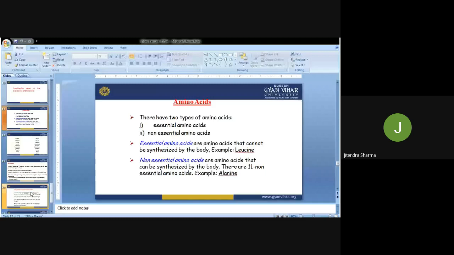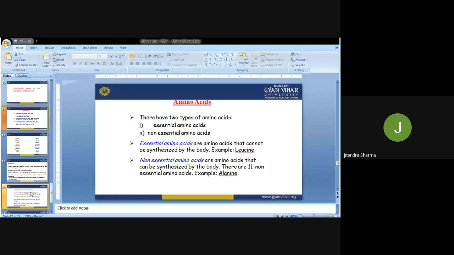So we have to understand this on the basis of need. Essential amino acids are not produced inside the body of human beings or animals, so they have to be taken in the diet. The non-essential ones are produced by the body, so there is no need. For example, alanine. Here we have the essential ones: histidine, isoleucine, leucine, lysine, methionine, phenylalanine, threonine, tryptophan, and valine.